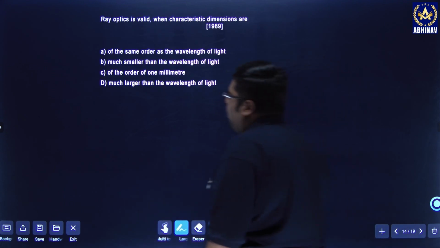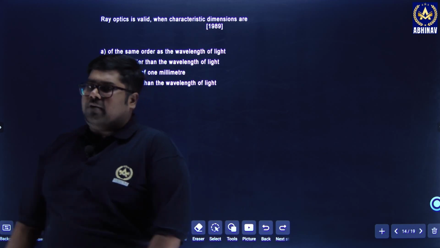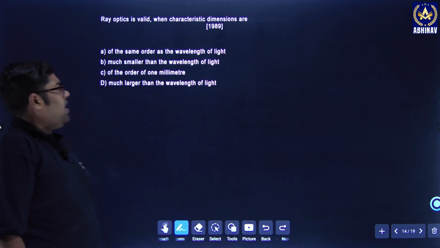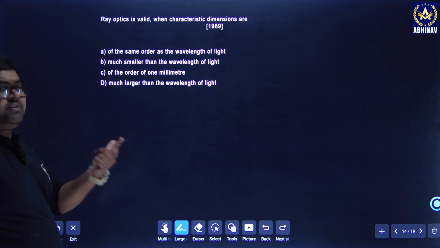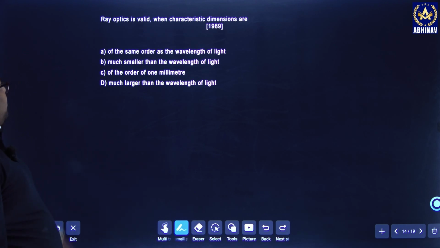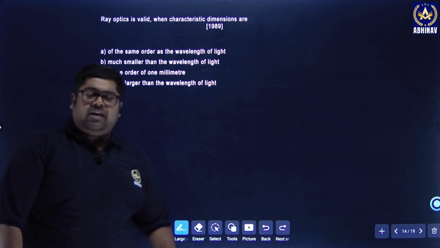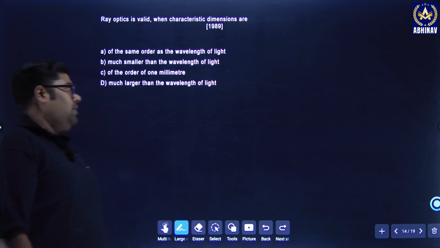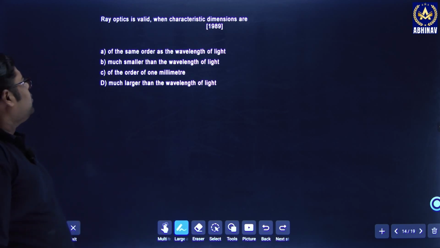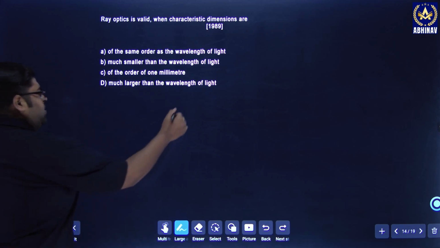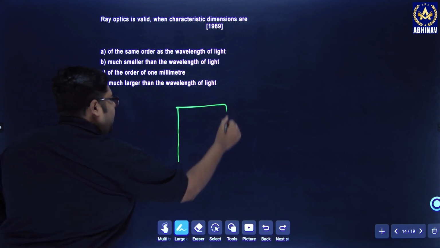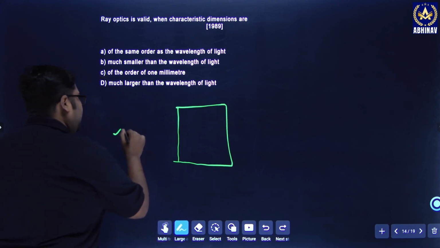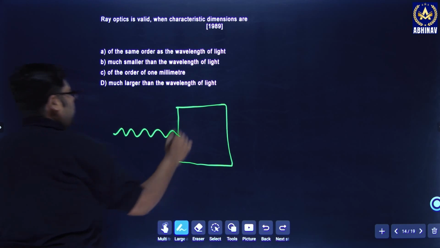Now, if you have seen yesterday's video, you can answer this question just in a jiffy. Ray optics is valid when the characteristic dimensions are... There I have explained the difference between ray optics and wave optics clearly using a tree diagram. So in ray optics, what happens? This is our obstacle. Obstacle size is very great compared to the wavelength of light.